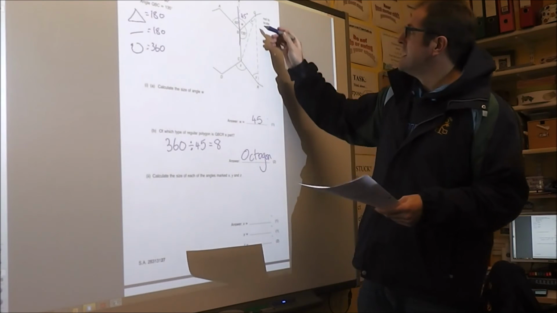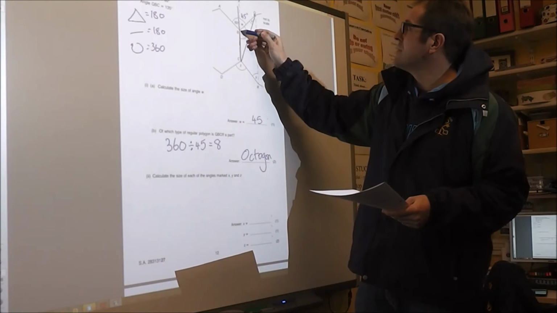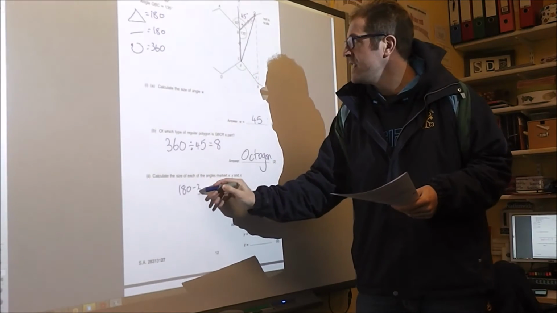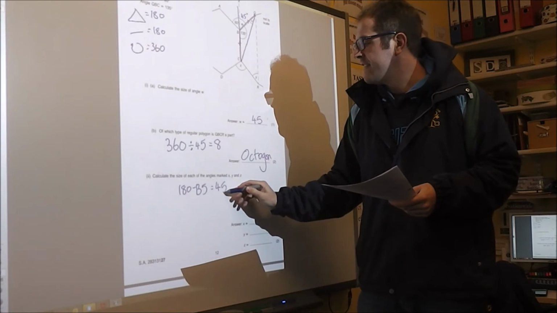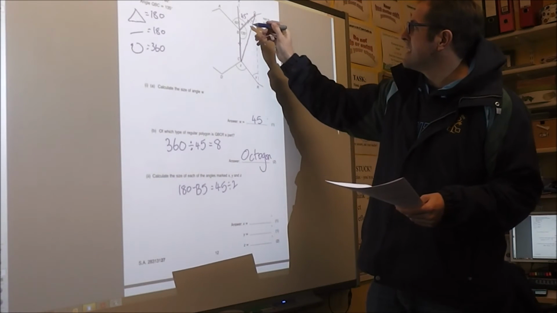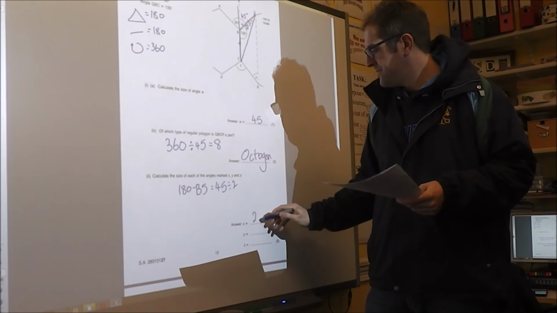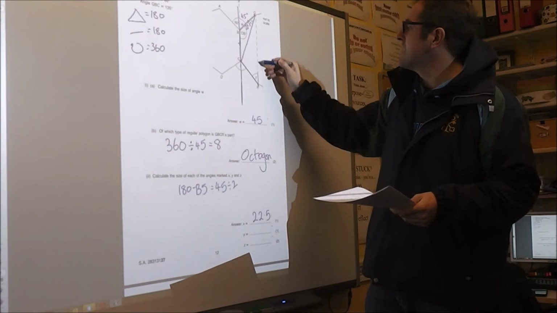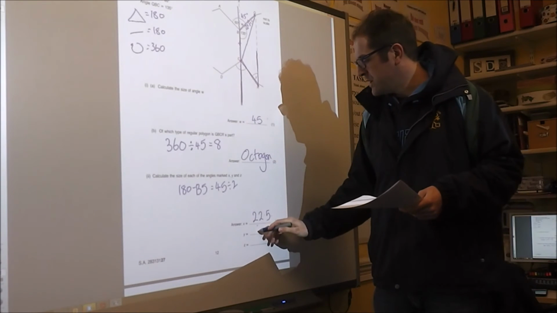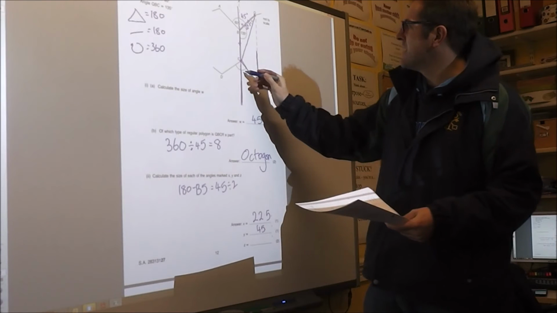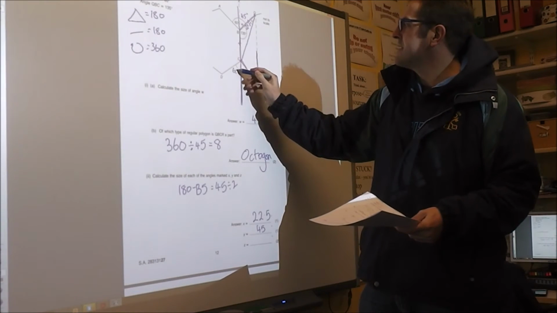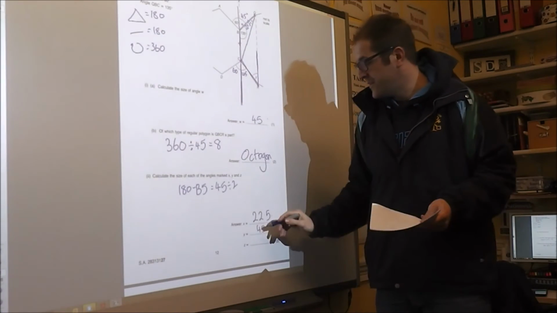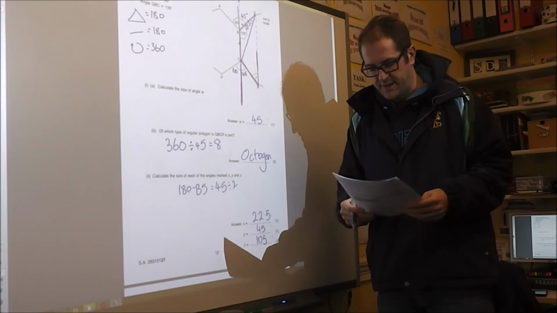So X, Y and Z. Notice here that X is in an isosceles triangle. Triangles add up to 180. So we do 180, take away 135, which leaves you 45, and that's shared between X and this angle. So X is 22.5. Y is on a Z angle with an exterior angle. So Y would be 45 there. And to work out Z, well, that's 45, and that's 60 because it's an exterior angle of the regular hexagon. So add them together, 60 add 45 means it's 105 degrees.